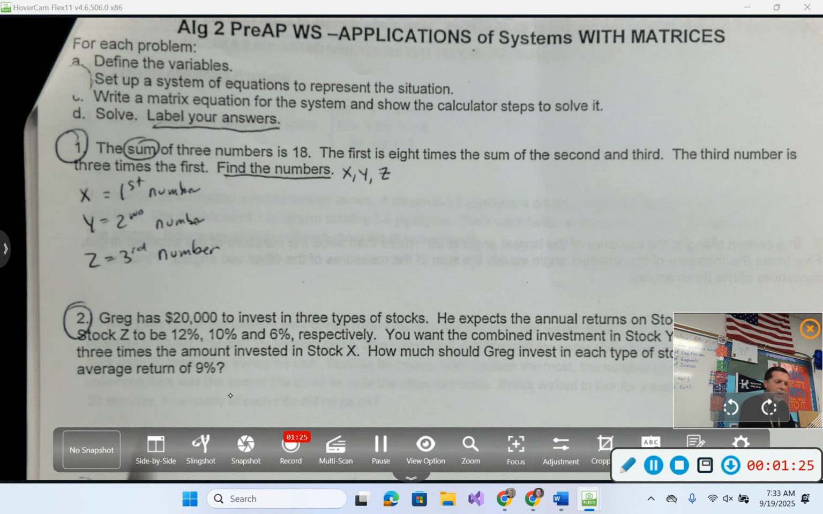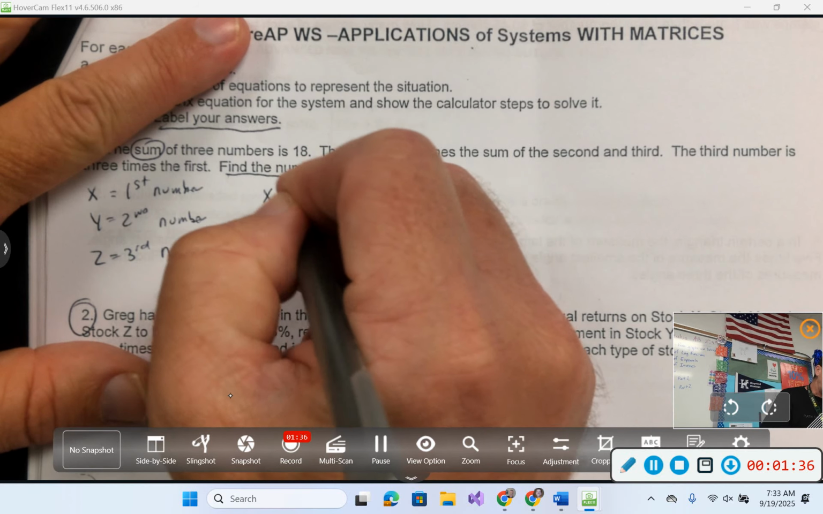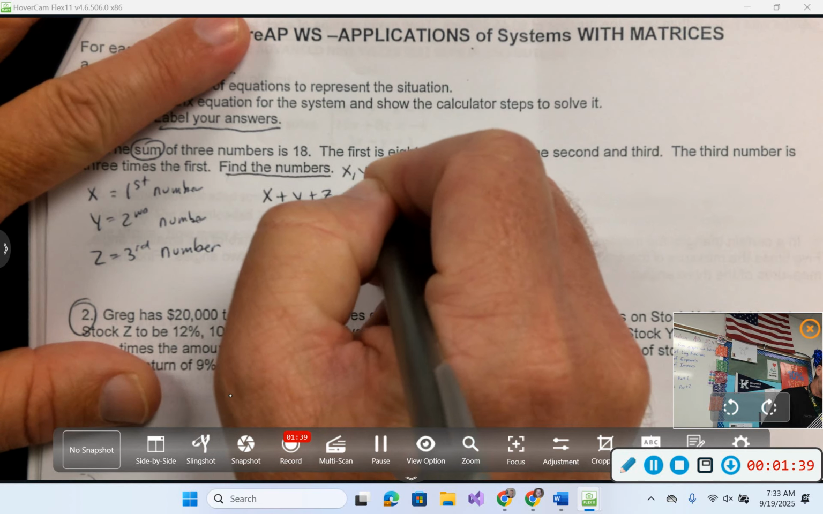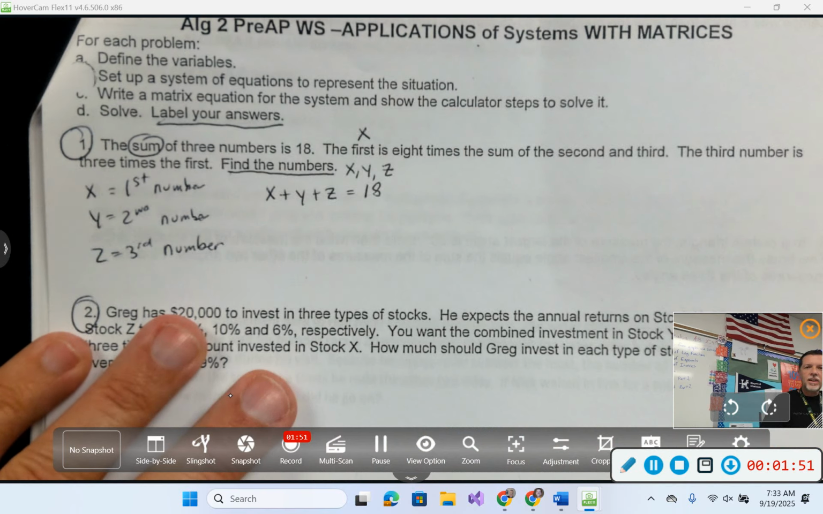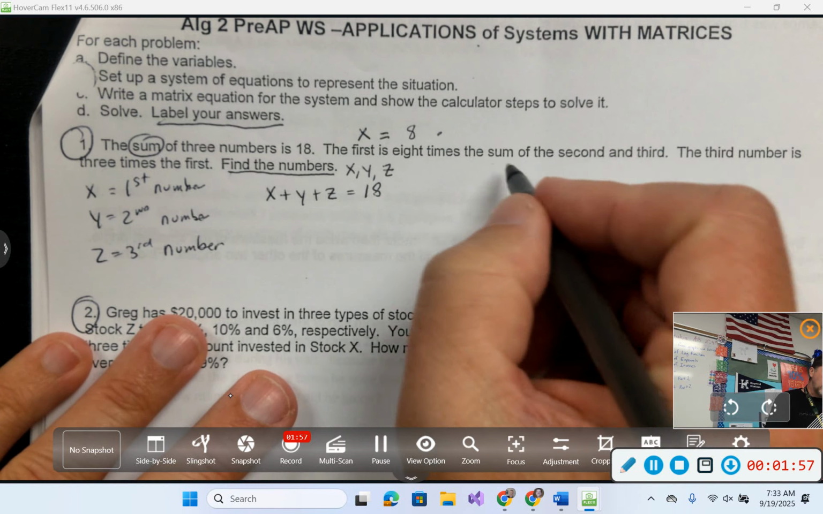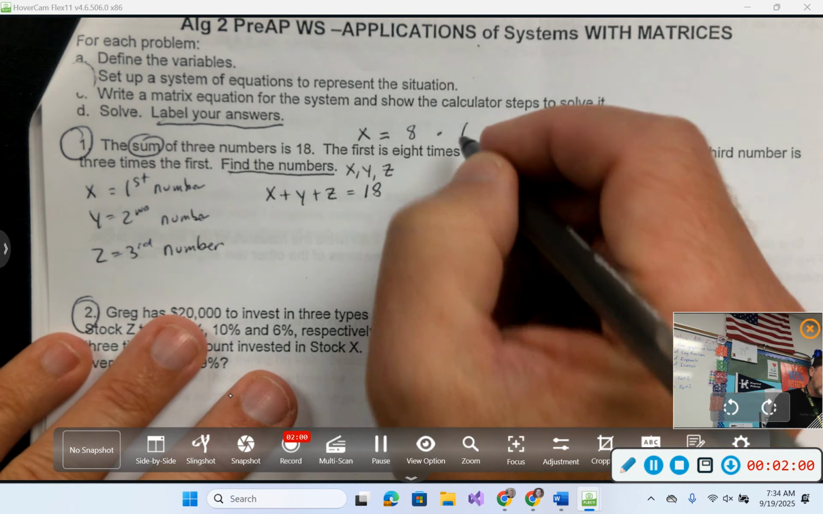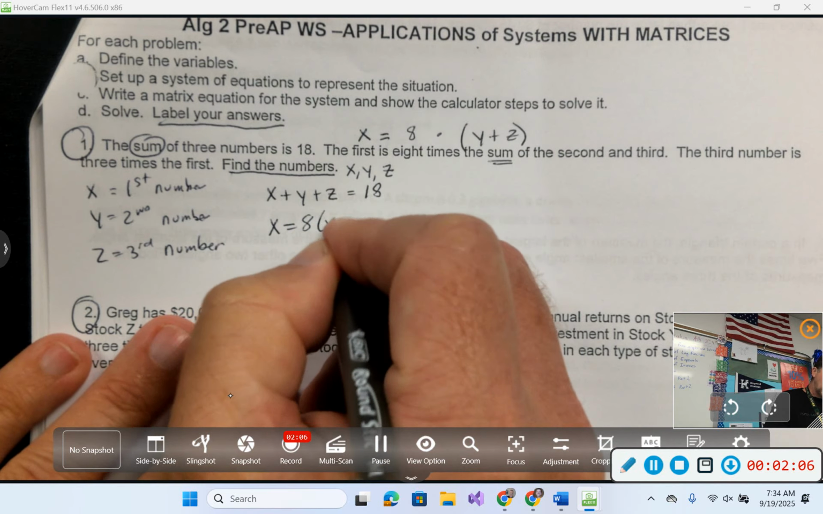Okay, now back to the top. The sum of the three numbers is 18. So what's an equation that would mean that the sum of the numbers is 18? All right, the first is 8 times the sum of the second and the third. Well, the first is X. Is means equals. 8 times, sum means add, sum of second and third. So X equals 8 times Y plus Z.